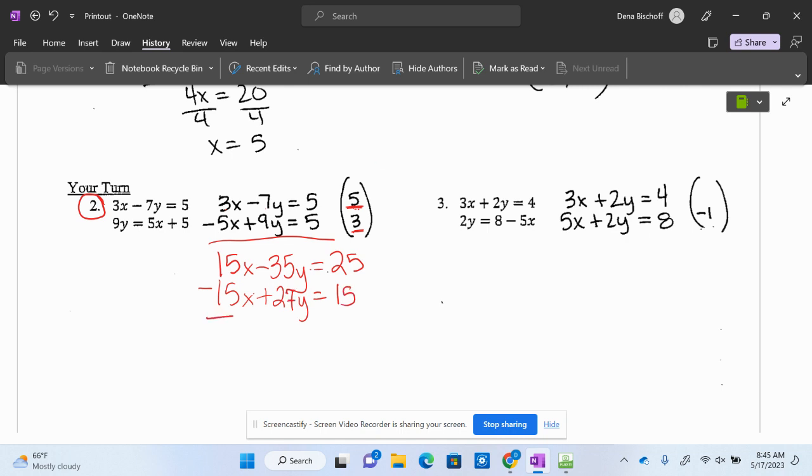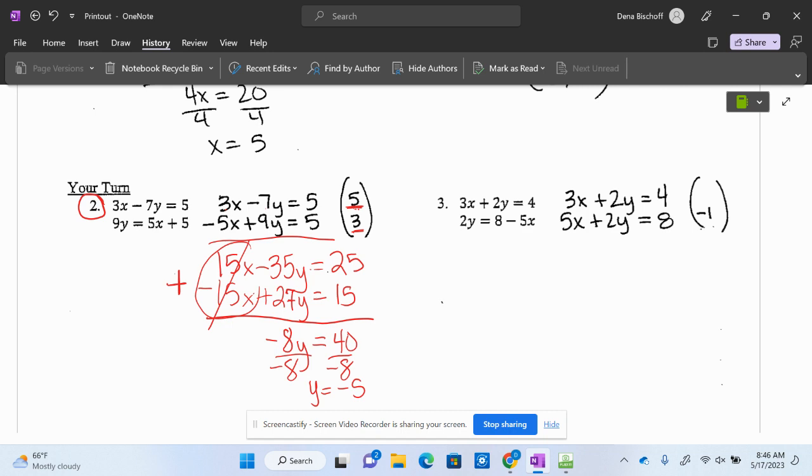It's not parallel. When I add these two together, the x's cancel out. Negative 35 and positive 27 give me a negative 8. Negative 8y equals 25 and 15 is 40. Divide both sides by negative 8. y equals negative 5.